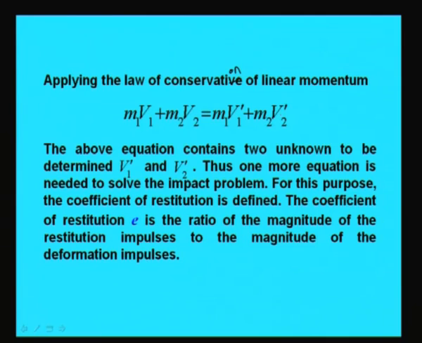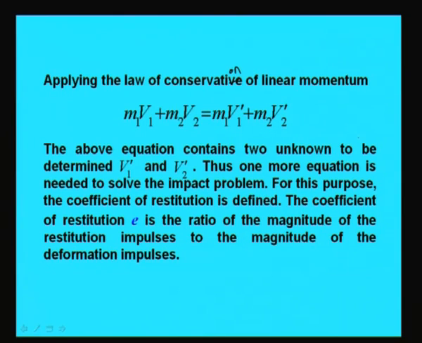This equation contains two unknowns to be determined, v1 prime and v2 prime. Therefore, we must have two equations. Here we have only one equation, so we cannot solve this. One more equation is needed. For this purpose, we define the coefficient of restitution. By that we can describe that situation.